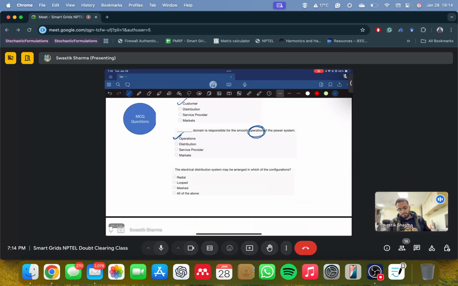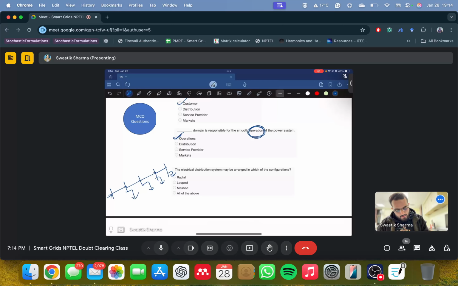Next, the electrical distribution system may be arranged in which of the following configurations? So what is radial? Radial is connected one next to each other, right? So this is radial. You send power here, you can receive power at any node. This is radial. Looped, yeah. What do you want to say?